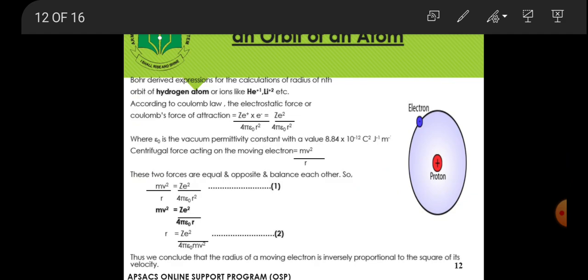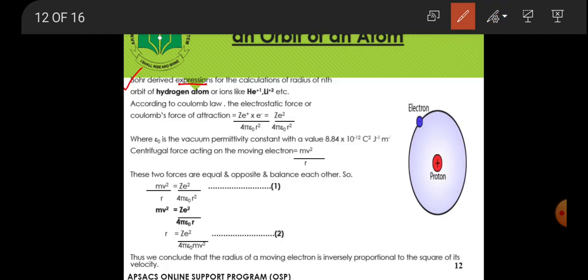First of all, let's discuss a diagram. In this diagram, electron is revolving around a nucleus. Electron has a charge e minus and nucleus has a charge Ze plus, where Z is the number of protons. The mass of electron is m, and electron has a velocity that is equal to v, and the radius of the orbit is equal to r.